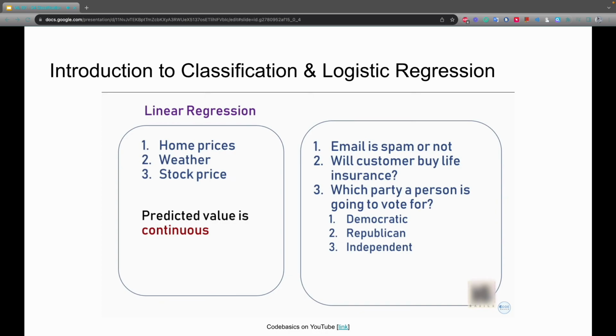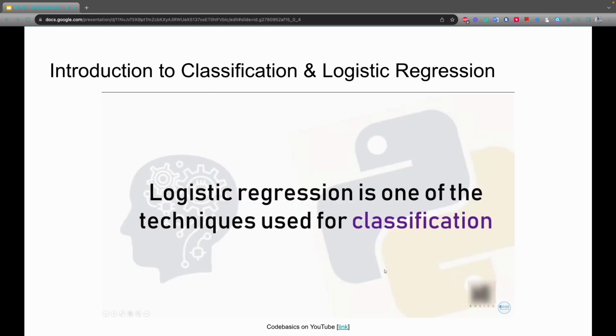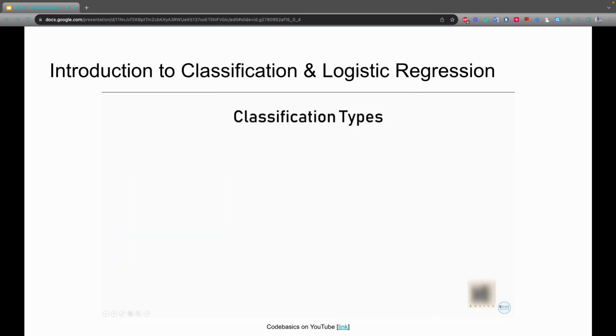All these problems, if you think about it, the prediction value is categorical because the thing that you are trying to predict is one of the available categories. In the first two examples, it is a simple yes or no answer. In the third example, it is one of the available categories. Whereas in the case of linear regression, the home prices example, we saw that the predicted value could be any number. It is not one of the defined categories, okay? Hence, this second type of problem is called a classification problem. And logistic regression is a technique that is used to solve these classification problems.